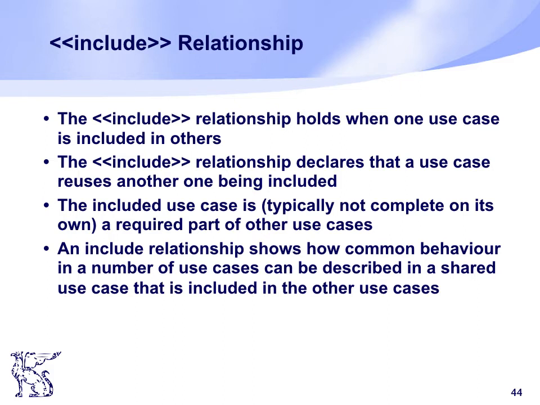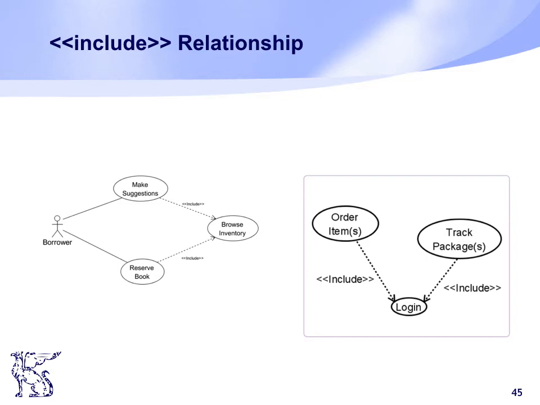This is an example of an include relationship. The notation is a directed arrow with a dotted line, and the tip of the arrowhead points to the child use case, and the parent use case is connected to the base of the arrow. And you have to add the word include to indicate that it's an include relationship.